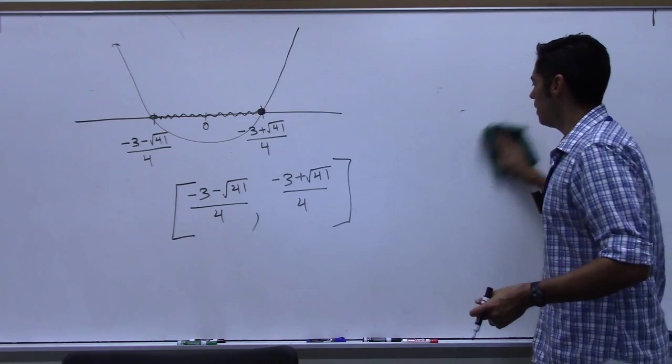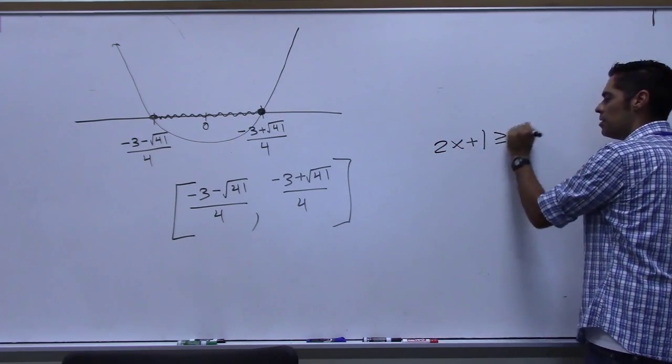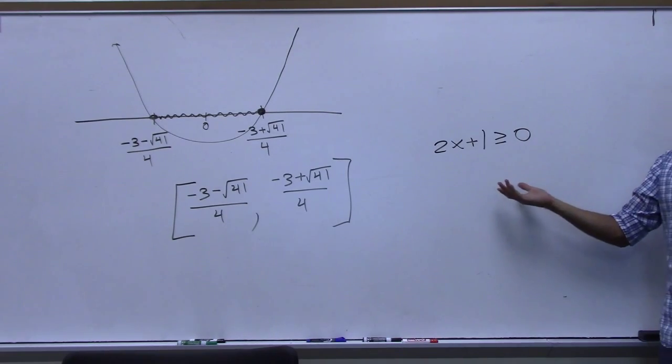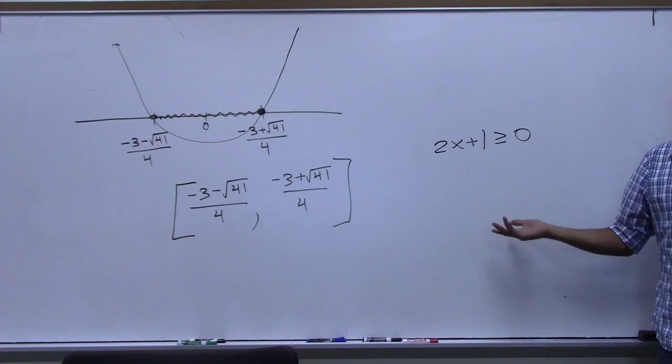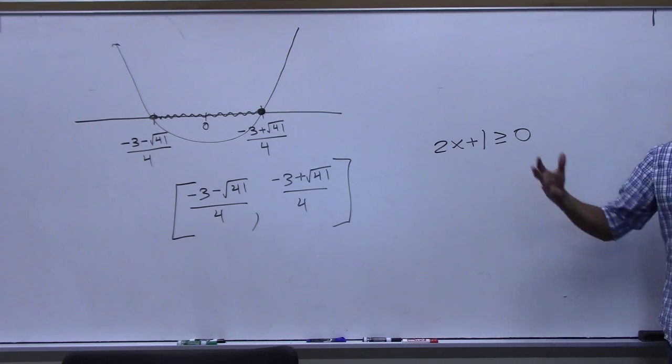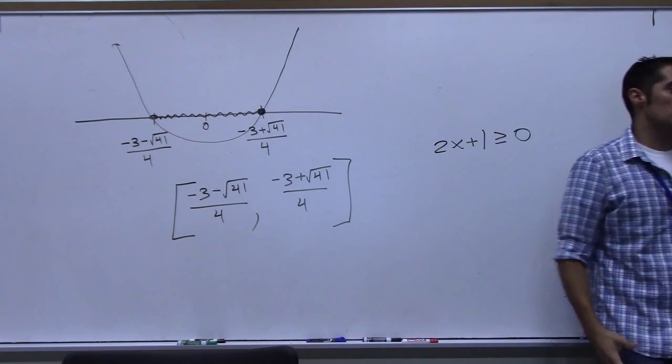It's like me saying this: 2x plus 1 is greater than or equal to 0. Just give me an example of something that would work here. X is 1. X is 0, right? You have a whole bunch of things that would make this true. Anything here would make our original inequality true.